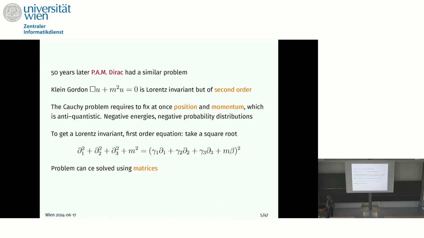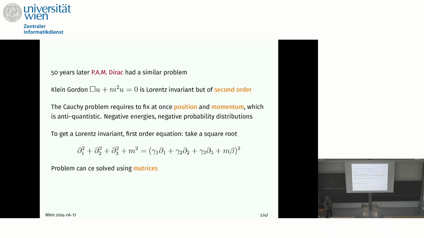Okay, and as it happens in mathematics, only 50 years later, Dirac had exactly the same problem. He had this Klein-Gordon equation, which is a good model for particles moving at the speed of light or very high speed, because it's Lorentz invariant. But unfortunately, this is of second order. This is not so easy to mingle with quantum physics for several reasons. Probably the main one is because it naturally leads to negative probability distributions.